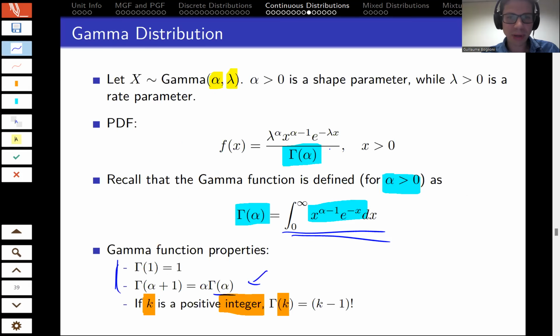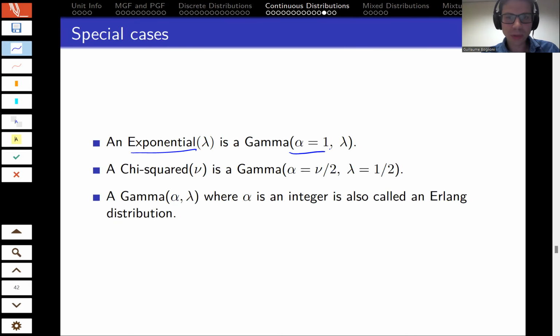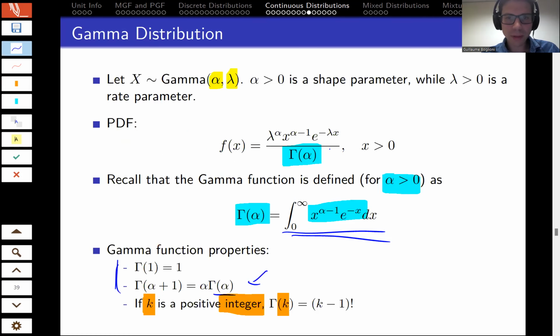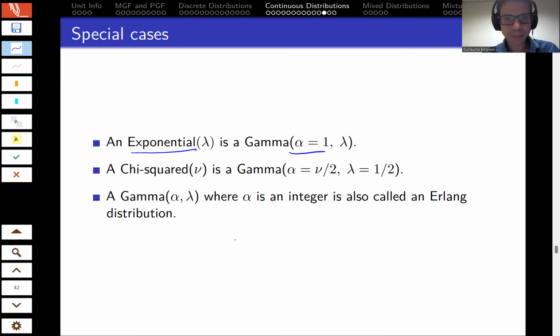This can be seen easily in the density. If for alpha equals 1, you replace alpha by 1, you'll get x to the 0. Sorry, that's going to be 1. And then you're going to get lambda times e to the minus lambda x, and then gamma of 1 is 1. So yes, you fall back on the density of an exponential.